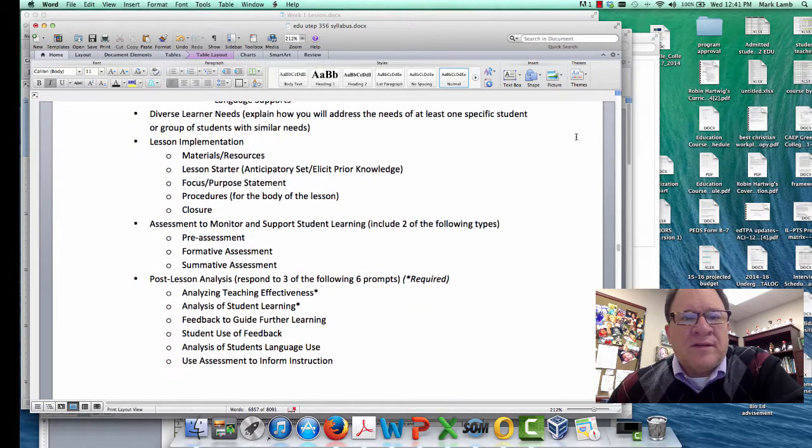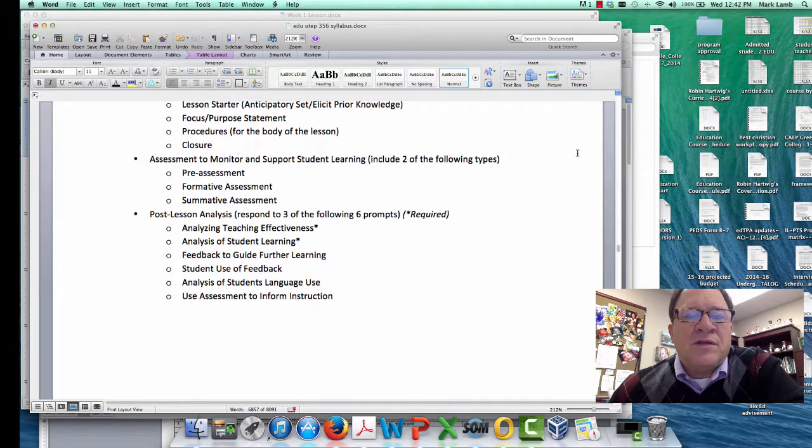And of course, the lesson implementation assessment. Notice there that you only need to include 2 of those 3 types of assessment. And then post-lesson analysis, you're going to address 3 of these 6 prompts, but please notice that the first 2 are required to be addressed, and then you will choose one of the following 4.